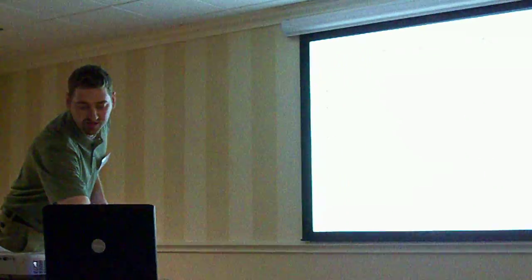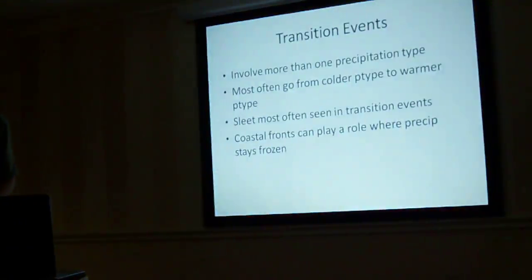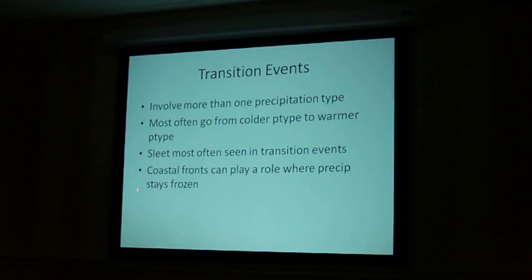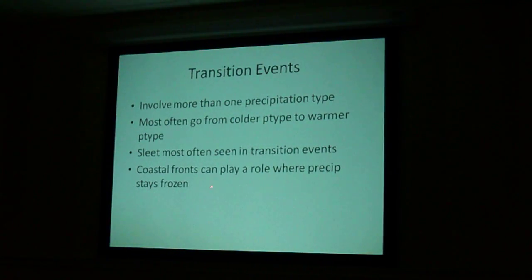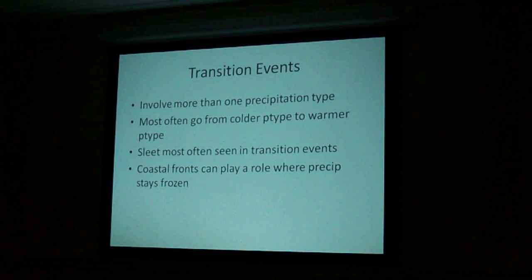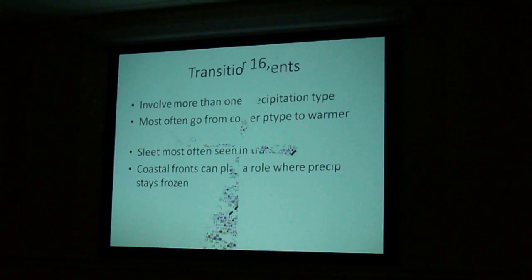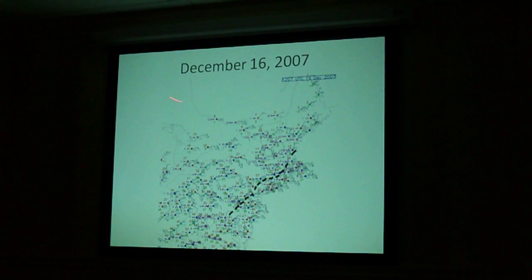For the most part, of course, Valentine's Day 2007 was a lot different. Coastal fronts can play a role where the precip stays frozen. Now again, as I said before, sleet is not very mesoscale in nature, so I'm not going to harp on this very long. It's generally a synoptic thing, but you can get some weird coastal front situations where it'll be in the teens and 20s inland sleeting, and the coastline might be 34 in rain. One of the setups of that was this storm here, December 16, 2007.